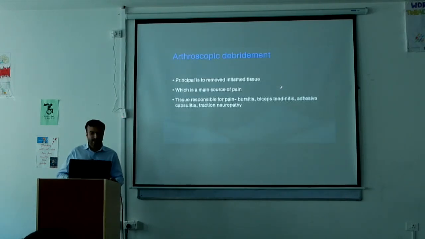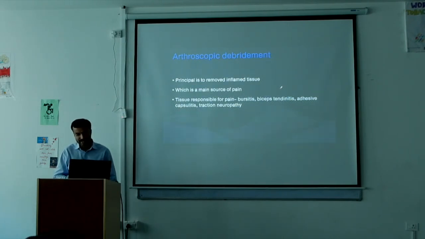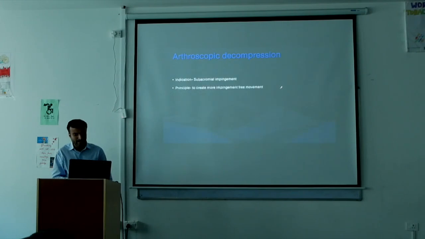What is the principle of arthroscopic debridement? The principle is to remove the inflamed tissue, which is the main pain generator in the shoulder. The tissues responsible for pain in the shoulder in rotator cuff tear are associated bursitis, biceps tendinitis, adhesive capsulitis and traction neuropathy due to retraction of the torn tendon.